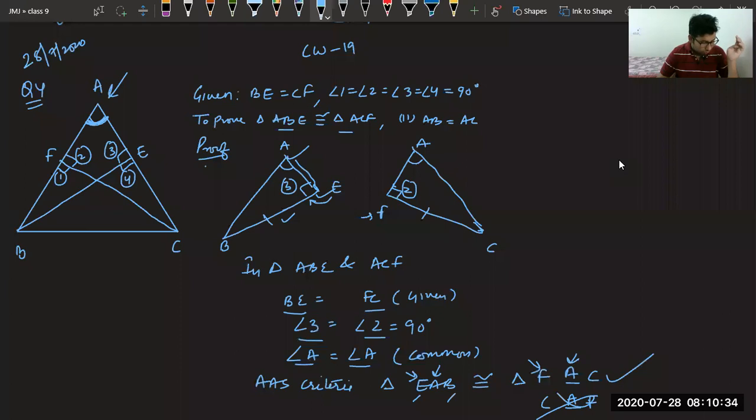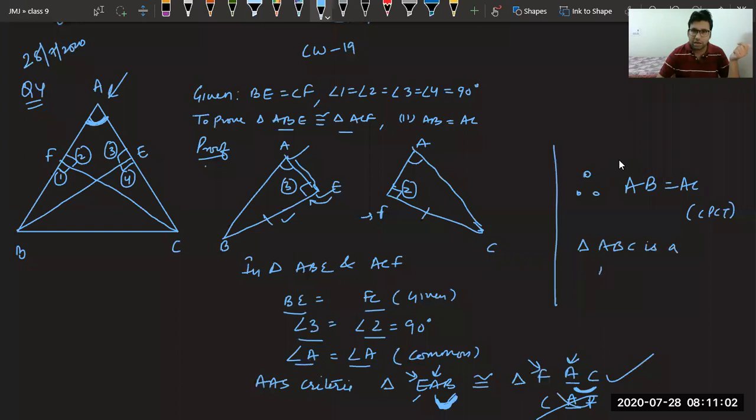Okay. Now we have to prove AB equal to AC. If you observe, AB is coming at second and third position, and AC is coming at second and third position. They are corresponding sides. So we can say finally, therefore, AB is equal to AC by CPCT. Very good, Bhavya. And by this, we can say triangle ABC is an isosceles triangle, and hence proved.